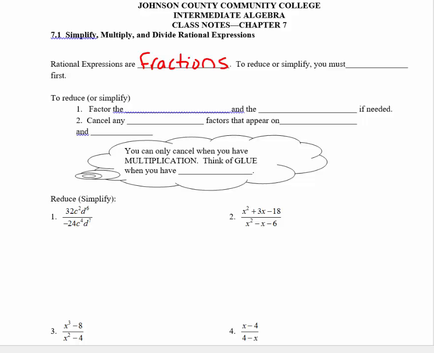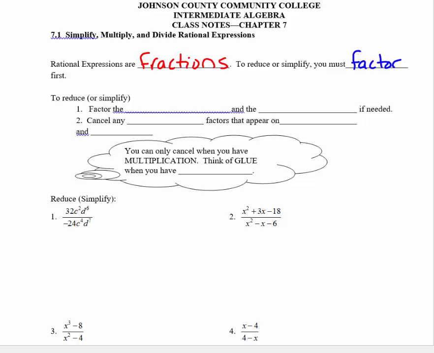Well, the first thing you want to do if you see the directions to simplify or multiply in a sense is you need to factor. So all of the factoring techniques that we learned in chapter 6 are going to come into play in chapter 7. So you might want to take out your class notes and look back at all the different factoring that we learned back in chapter 6.